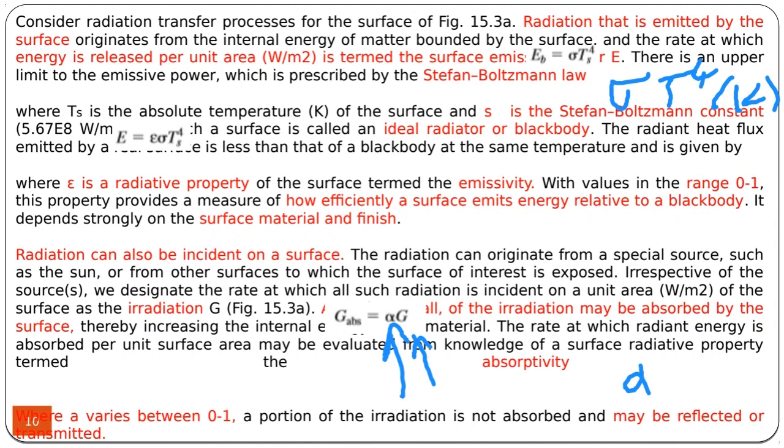Some of it will be transmitted, some of it will be absorbed because it gets warm, and some of it will be reflected. So there are three things: absorption in the material, transmission passing through the transparent materials, and reflection from the surface. So if the alpha amount is absorbed by the surface, then the remaining part will be either transmitted or reflected.